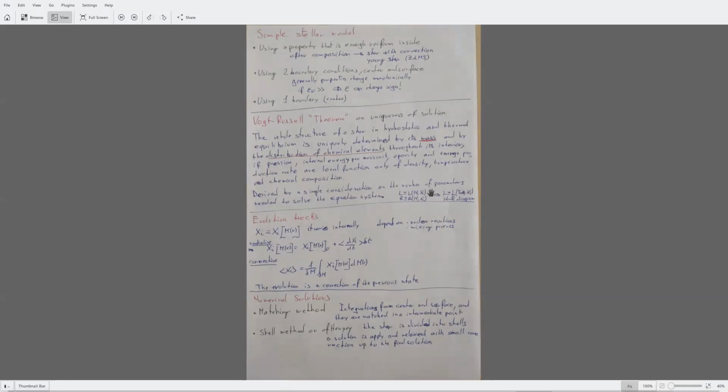The Vogt-Russell theorem tells us that if we fix the mass and the distribution of chemical elements, we have a good description of all the stars. In fact, we saw several times that mass and molecular mass enter the equations, determining several physical properties. And now we also saw the matching method, which is important because we cannot have a single solution for all the stars. Sometimes you have to consider several parts.